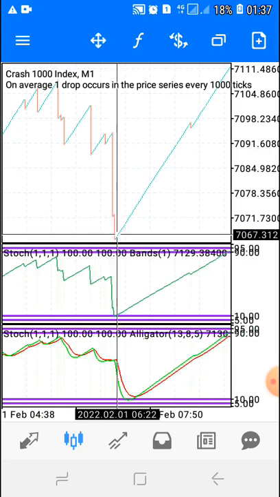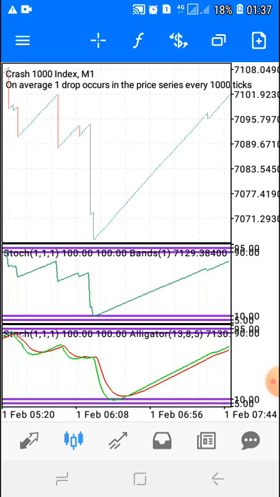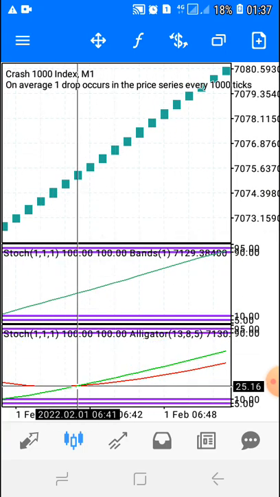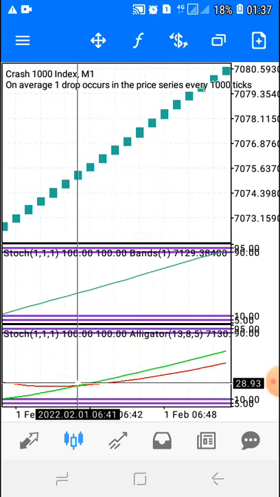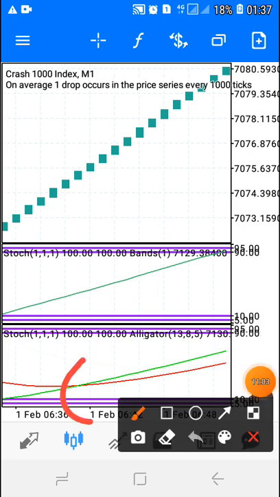So as you guys can see, the Bollinger Bands is our first confirmation. Then we have the alligator. Let's zoom in. Check this out. We had a crossover over here, right? Which is our second confirmation, right? This over here is our second confirmation.